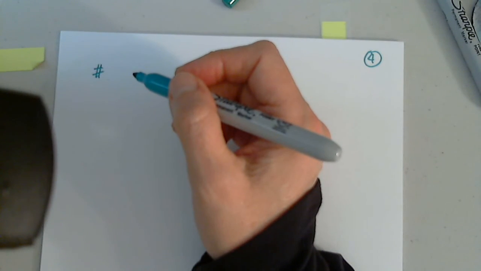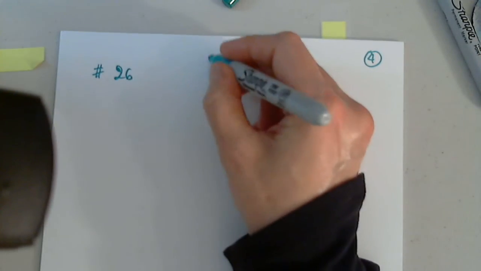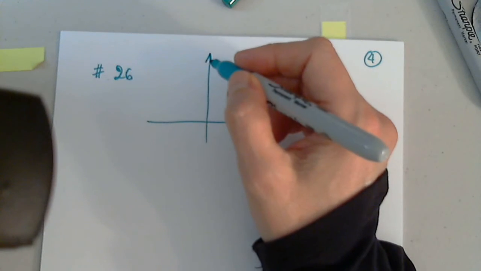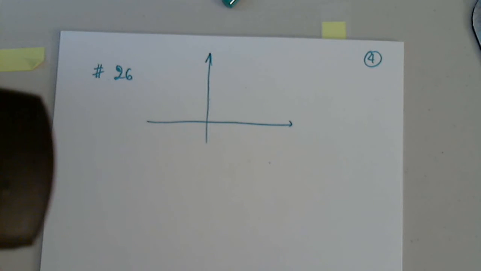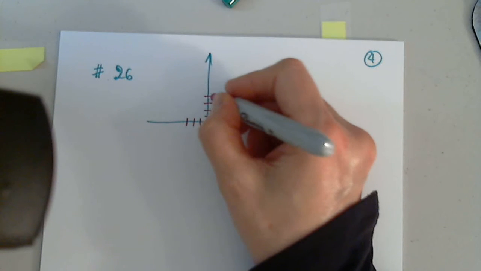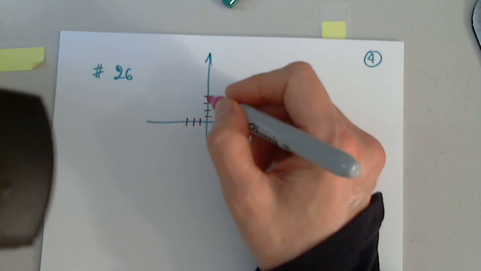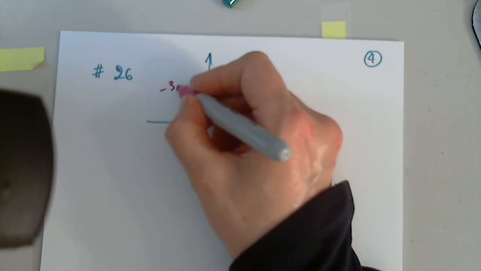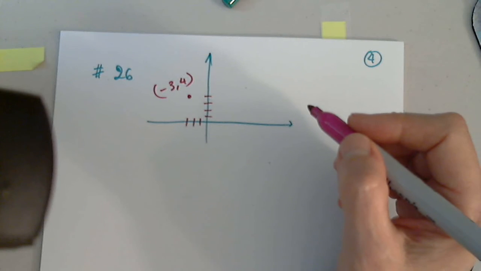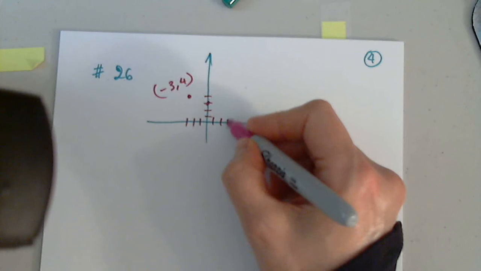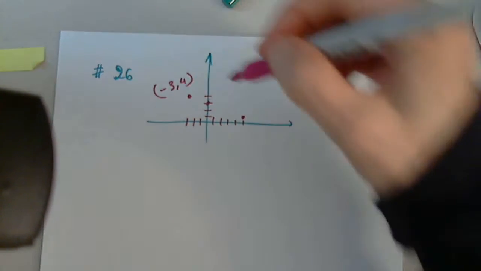What about 26? In 26, the graph looks like this. And it has 2 points. Can anyone read for us those 2 points? -3, 4. Very good. -3, 4. And the other one? 5, 1. Good. And the other one is 5, 1. Perfect.